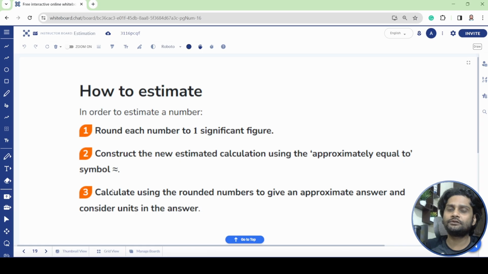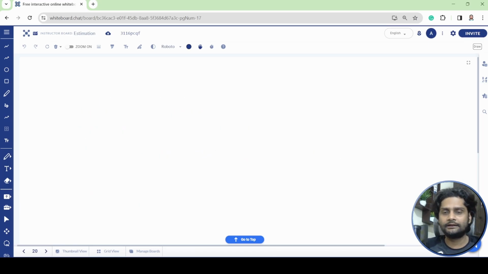So these are a couple of rules that we'll be discussing in the questions. First of all, you need to round the number correct to one significant figure, and then we can use this approximately equal sign, and after that we can perform calculations. Let's continue with an example for now.